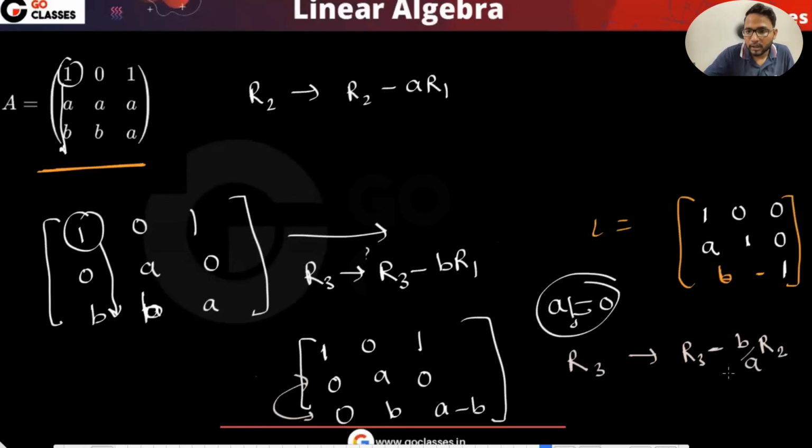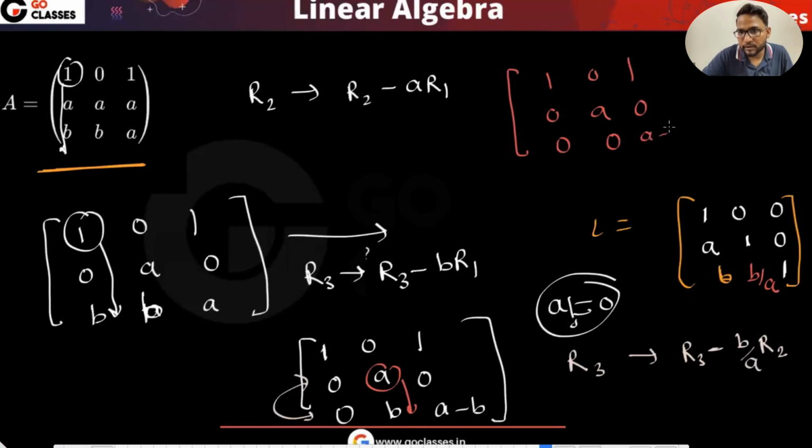Okay. So if I need to write this, can you tell me what I should be writing here? This should be B by A. Everyone agree? B by A. So basically L is this, and let me also write the U. It is 1 0 1 0 A 0. It will be R3 minus B by A into R2. Anyway R2 is 0, so it is A minus B. So this is U. Okay, this is A.